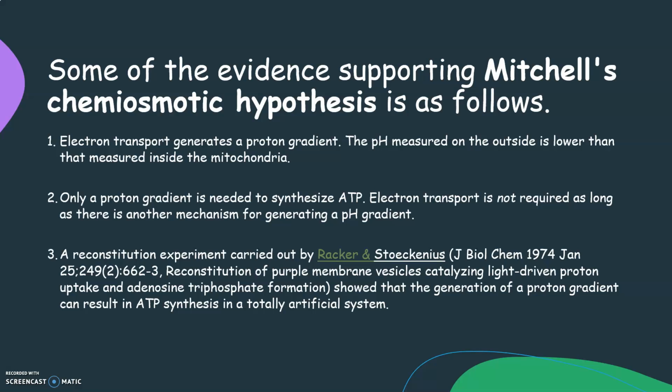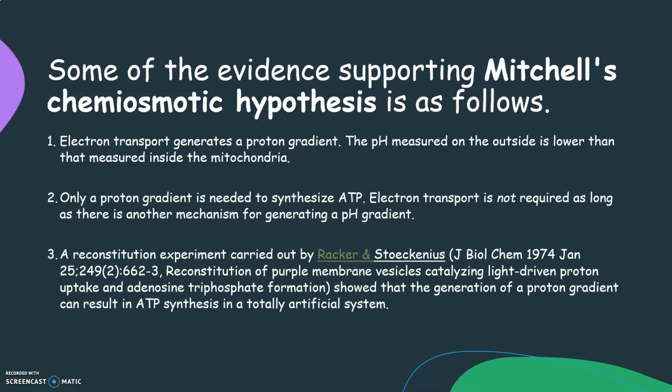Electron transport generates a proton gradient, which we already know, and the pH measured on the outside is lower than that measured inside. The pH is lower on the outside than the inside. Only the proton gradient is needed to synthesize what? ATP. Electron transport is not required as long as there is another mechanism for generating a pH gradient.